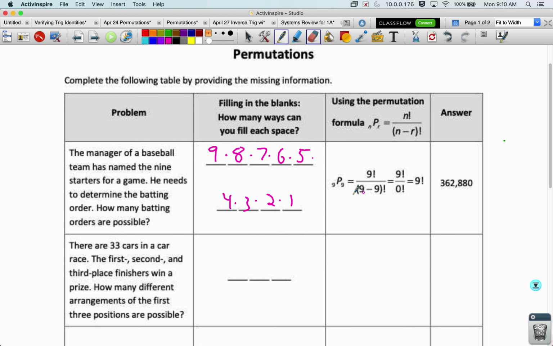But here we go all the way to the end, so we divide by 0 factorial, which is 1, and 9 factorial. Let's just double check that. 9 factorial is 362,880. All right.